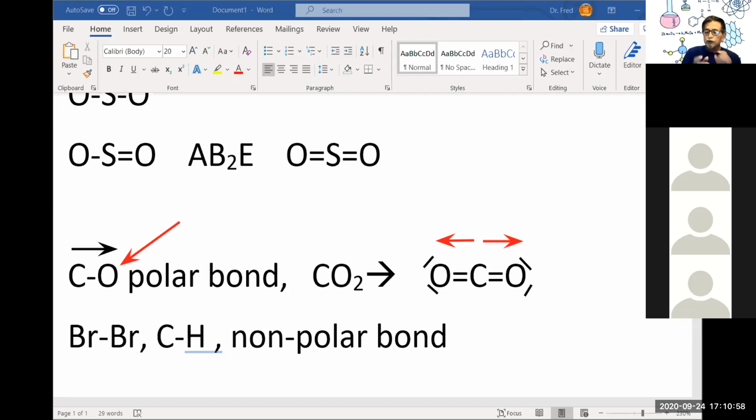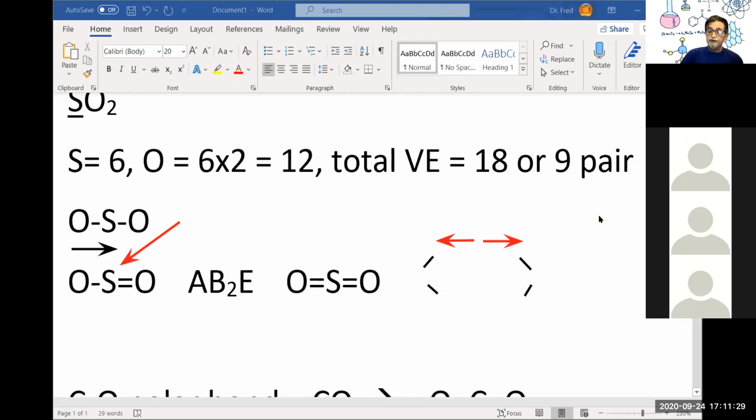Okay. And so the point is this: if you have polar bonds, you generally have a polar molecule, unless the polar bonds cancel each other out. Unless they cancel each other out, and if they do cancel each other out, then it's nonpolar. Now, with that said, what do you predict to be the polarity of the one we just did, sulfur dioxide?